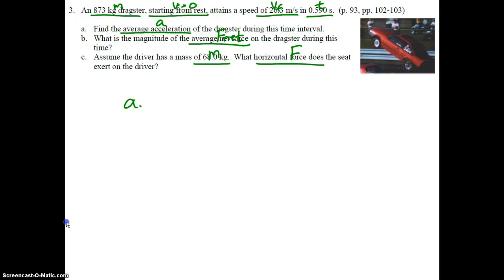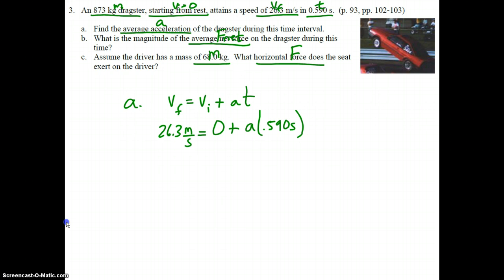They want the acceleration of the dragster during this time interval. Well, given the information in the problem, this sounds like a motion calculation. What do we have? We have Vi equals 0, Vf, t, and we're looking for A. Sounds like Vf equals Vi plus at. 26.3 meters per second is the final velocity. 0 is the initial velocity. A is what we're solving for, and the time is 0.590 seconds. Substituting with units. Solve for A. A is 44.6 meters per second squared.